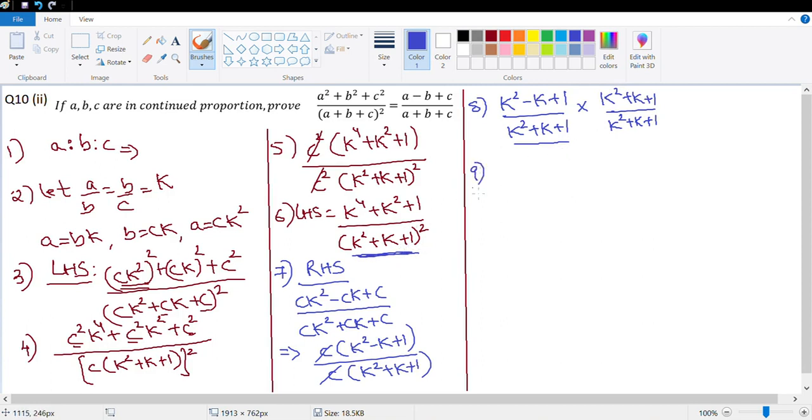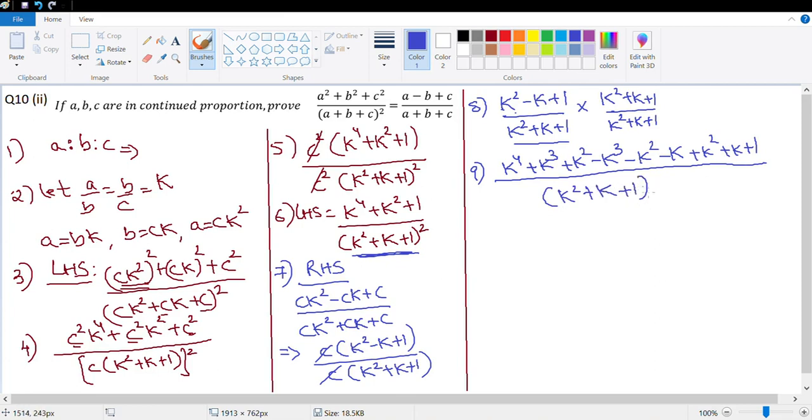So when I multiply, I get k square into k square, that's k to the power 4, k square into k, that's plus k cube, plus k square into 1, that's plus k square. Now negative k into k square, that's negative k cube, negative k into k, that's negative k square, negative k into 1, that's negative k, then plus 1 into k square, that's plus k square, 1 into k, plus k, 1 into 1, that's 1. In the denominator, I don't need to open the bracket because that's exactly what I need, k square plus k plus 1 whole square.